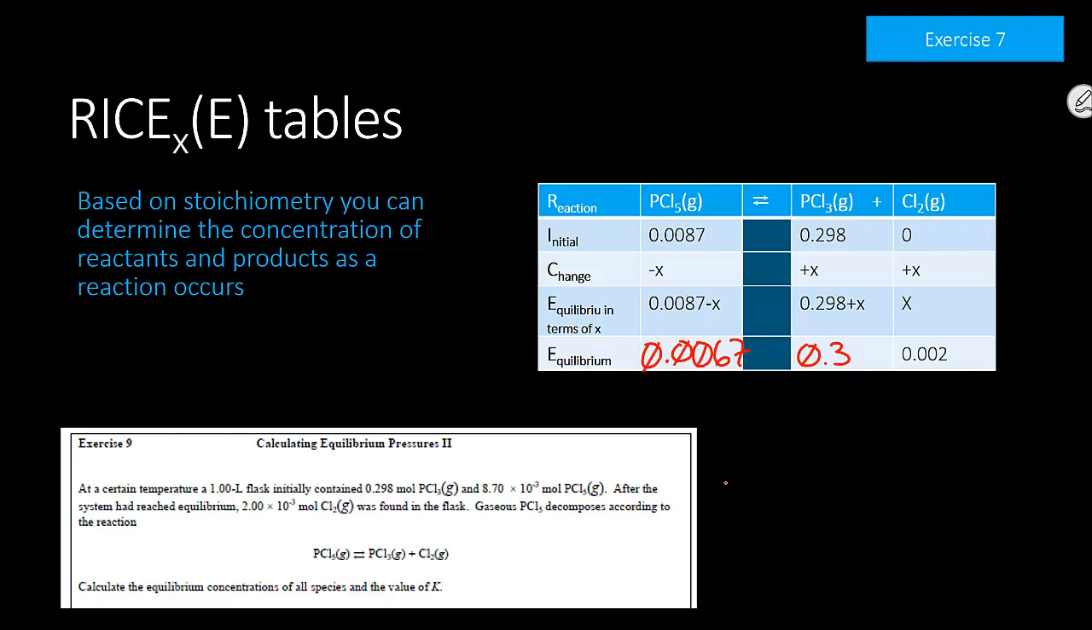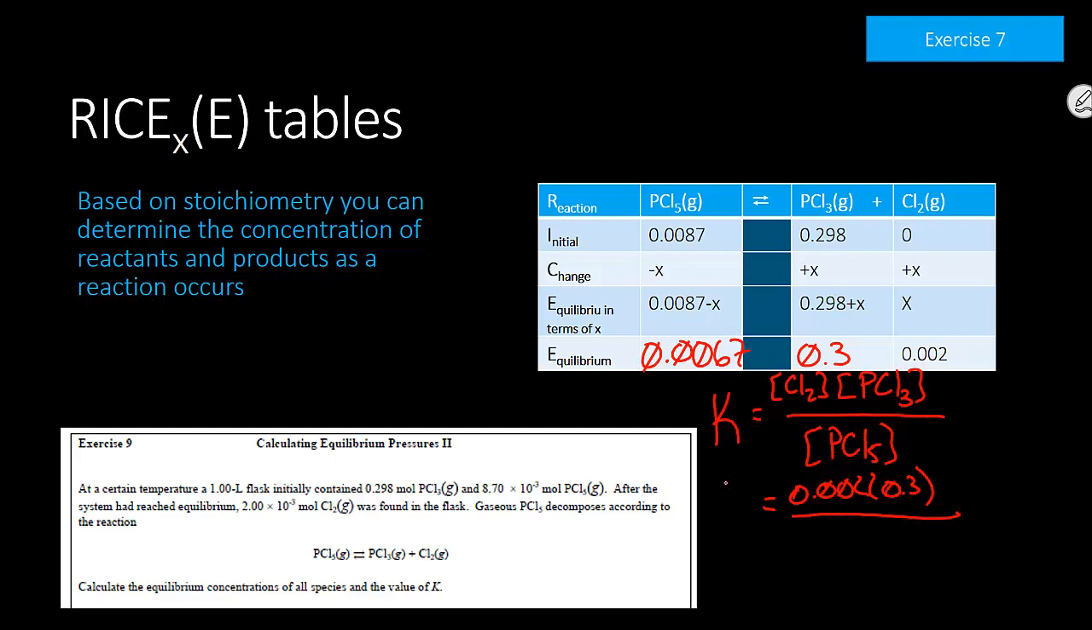And with these values in mind, we can determine our equilibrium position at this temperature. It's simply going to be the concentration of the chlorine gas times the concentration of the phosphorus trichloride over the concentration of the phosphorus pentachloride. So 0.002 times 0.3 over 0.0067. You end up with 0.0896 as our equilibrium position.